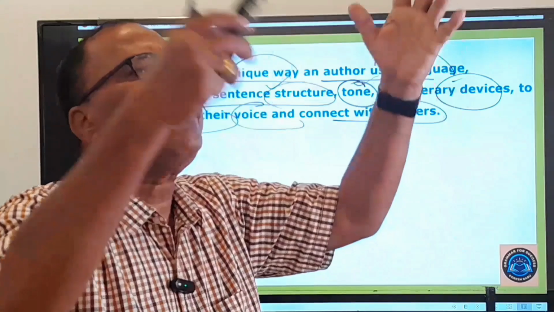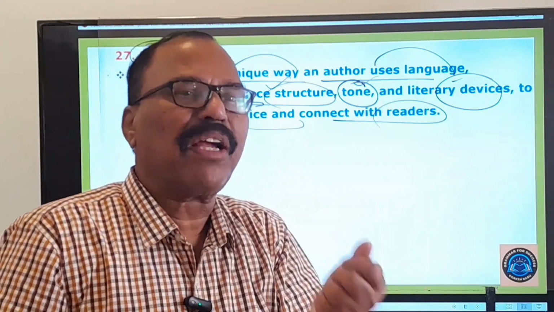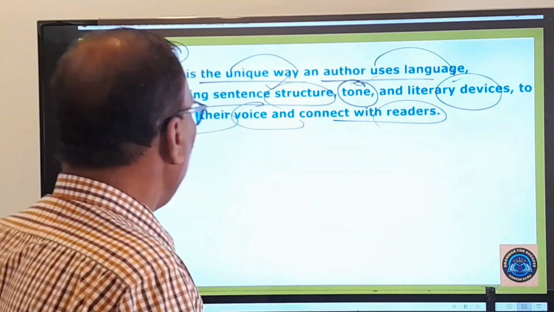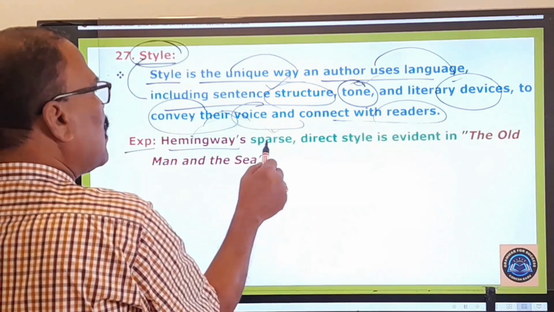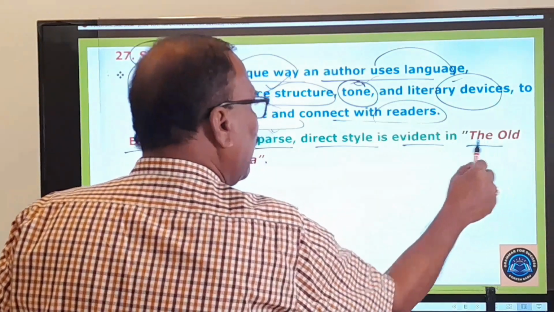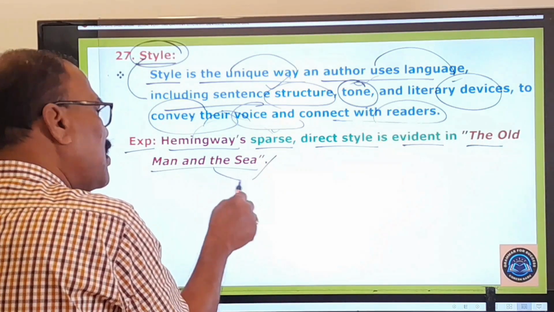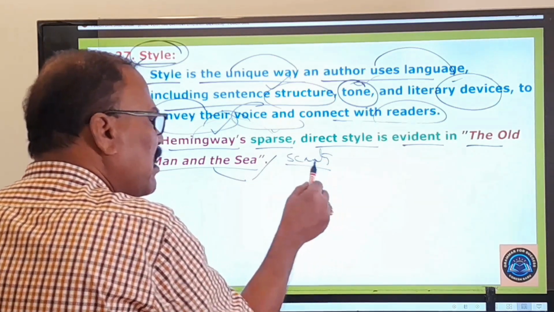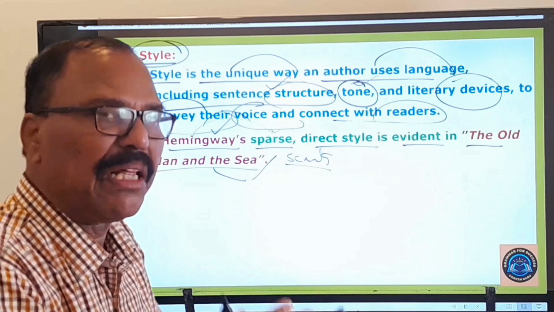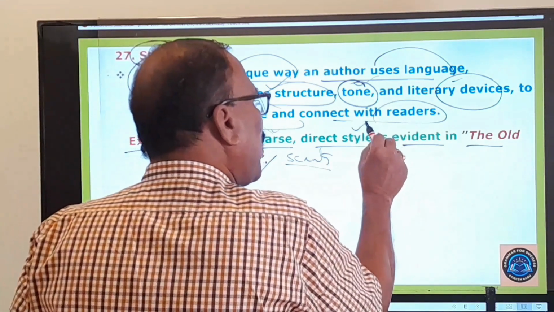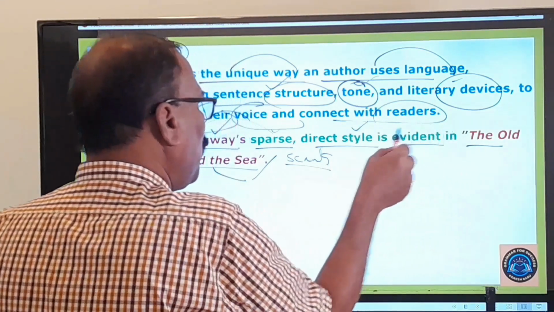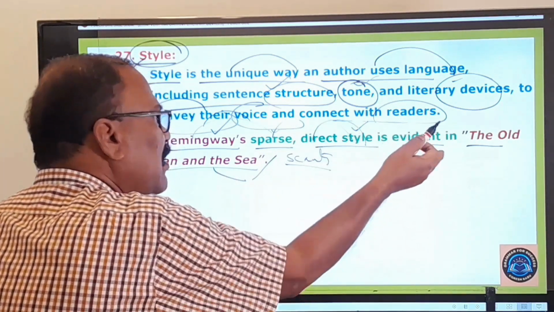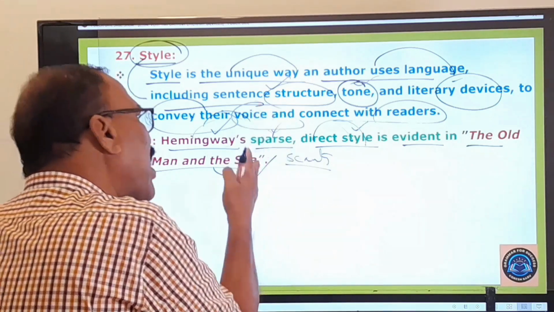So in that way, many writers maintain some kind of style in writing stories, novels, dramas and all that. And here you pay attention: Hemingway's sparse, direct style is evident in The Old Man and the Sea. So in this story, what does Hemingway maintain? Sparse means very meager, మితమైనటువంటి, and direct style, in that story, The Old Man and the Sea. You can find the sparse style, the direct style in that story. So that is the style of Hemingway.